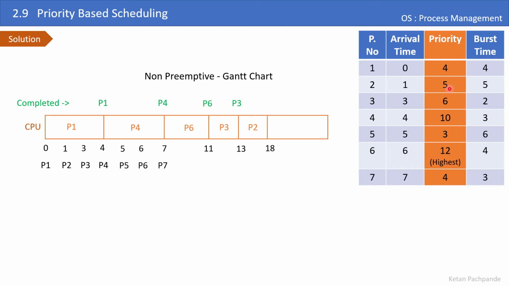Next priority is 5. So at time 13, I am going to schedule process P2. It takes 5 time units according to burst time, so it will run up to 18 and finish at 18.